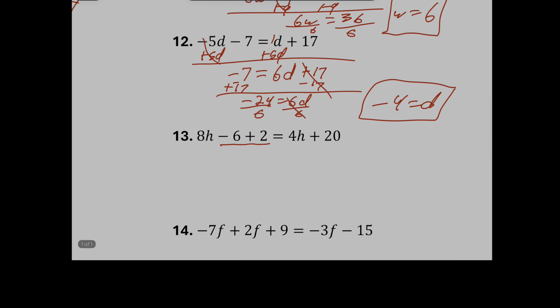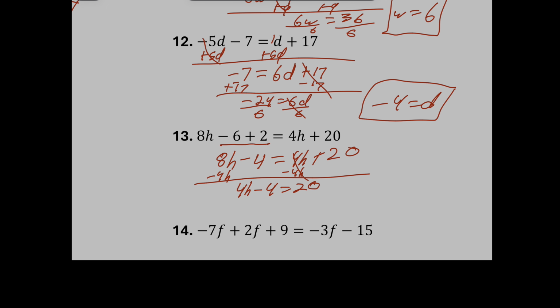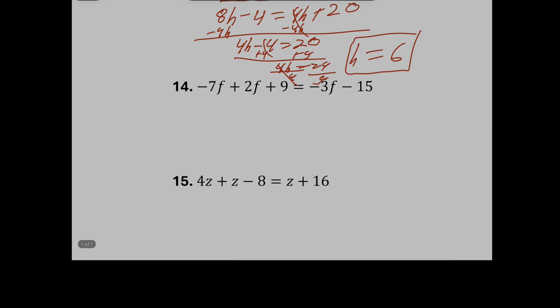All right, I see some numbers I can combine. So 8H, negative 6 plus 2, signs are different, subtract, keep the sign of the bigger number, equals 4H plus 20. I'm going to subtract 4H from both sides. Boom, they die. I'm left with 4H minus 4 equals 20. So now I've got to move my 4 over here, and I'm going to get 4H equals 24. Divide by 4. Sorry, I'm running out of space, and H will equal 6. That's probably really messy. I apologize. I'll do better on the next ones.